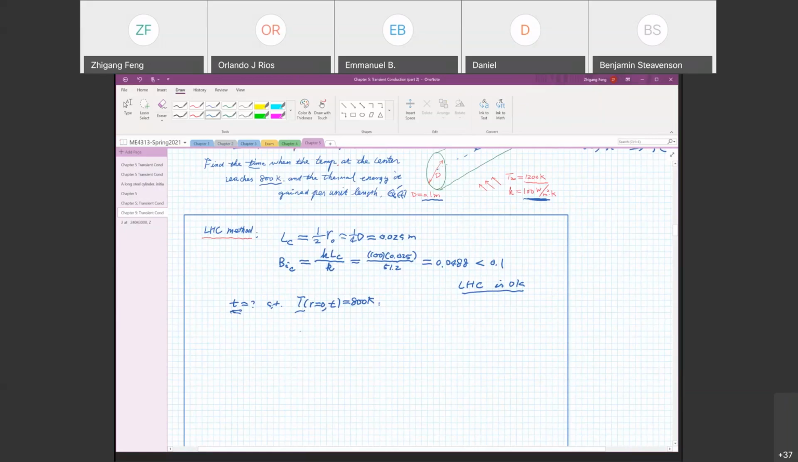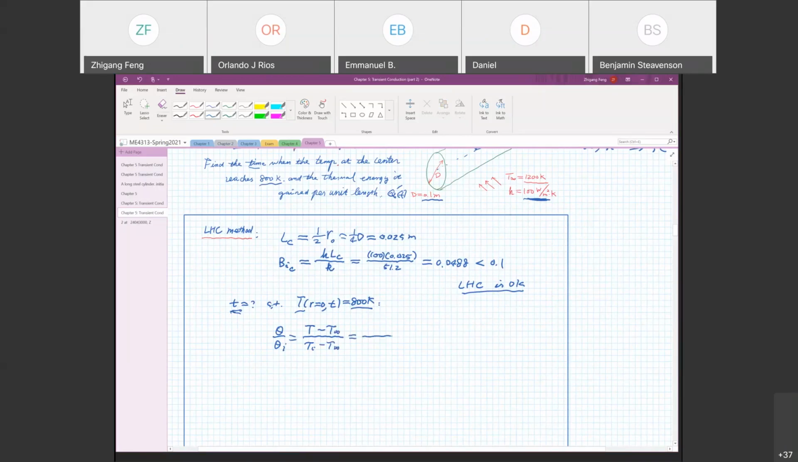Okay, so theta over theta i, in terms of big T, is equal to T at 800 Kelvin minus T infinity, divided by Ti minus T infinity. Okay, so that's the definition of theta over theta i.